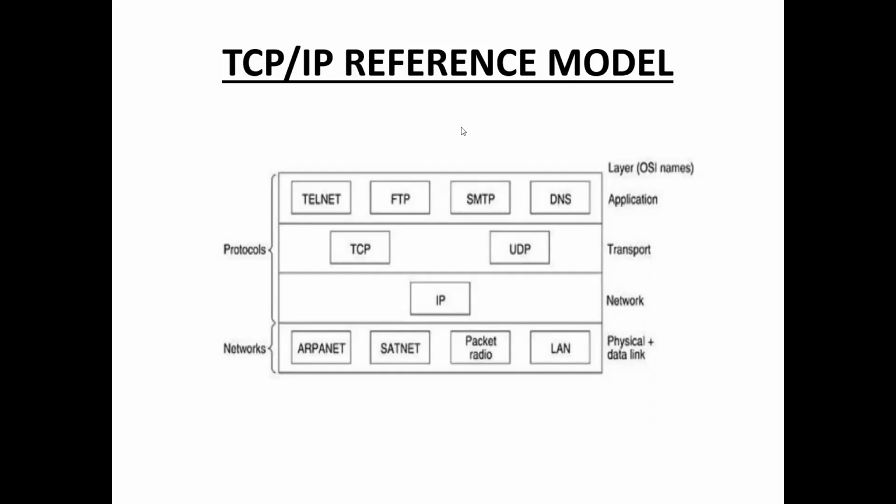The next topic is the TCP/IP reference model. The OSI model is a conceptual model that defines network communication used by systems open to interconnection and communication with other systems. On the other hand, the TCP/IP reference model helps you to determine how a specific computer should be connected to the internet and how data can be transmitted between them.